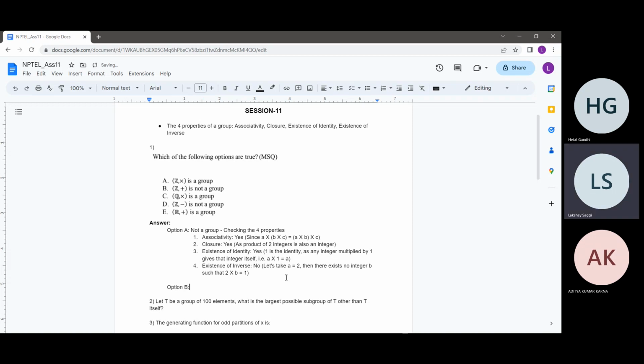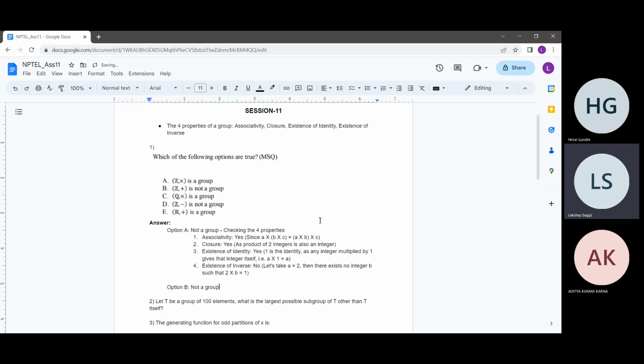So option B says, okay. So Aditya, you have already given the answer in the chat that the correct options are only C, D, and E. And I think you're correct, but I'll try to go over all the options so that everyone can understand, even the ones watching on YouTube, how this is. So actually option B will also not be a group.